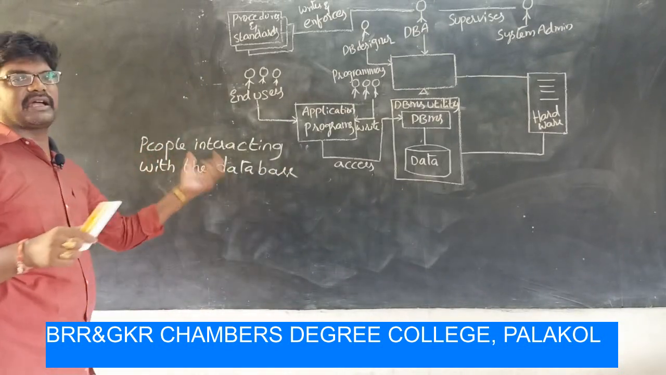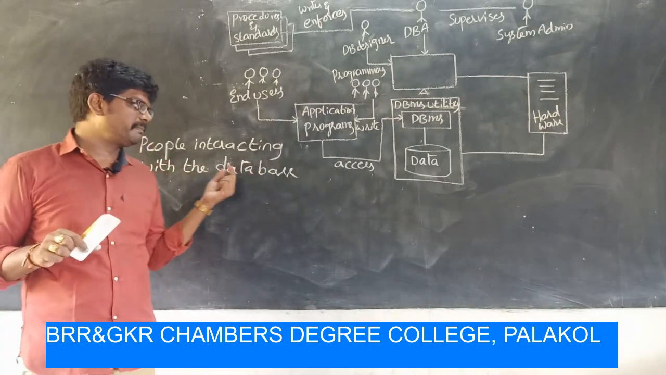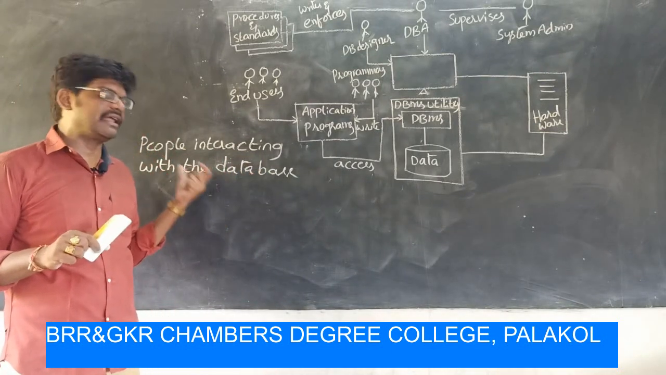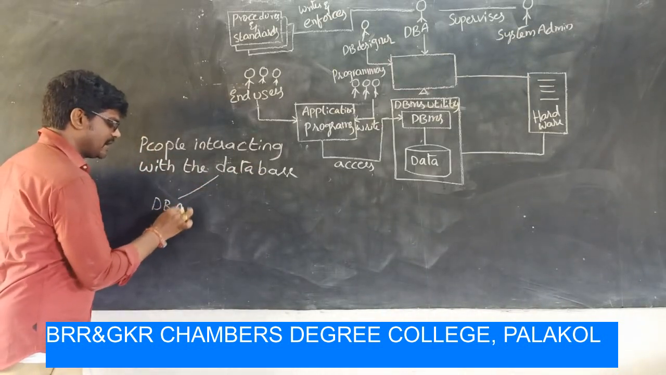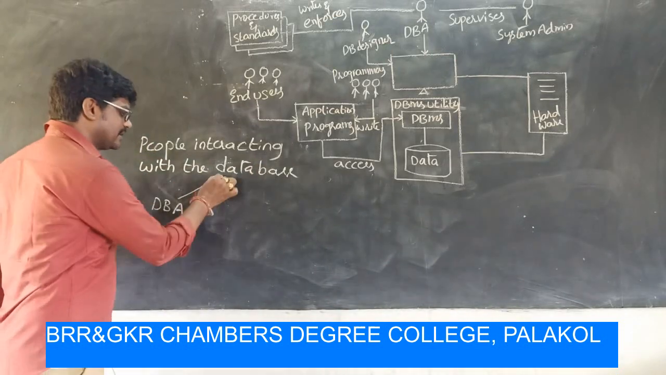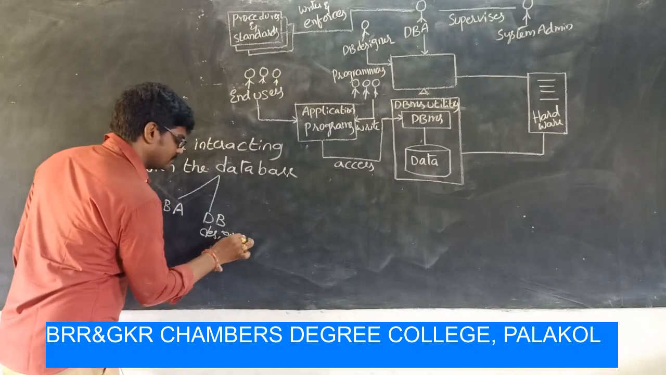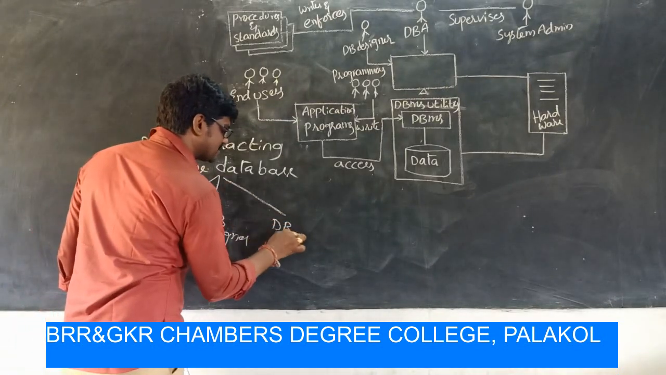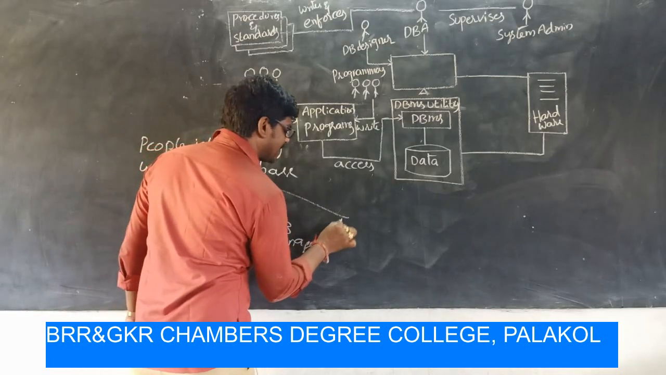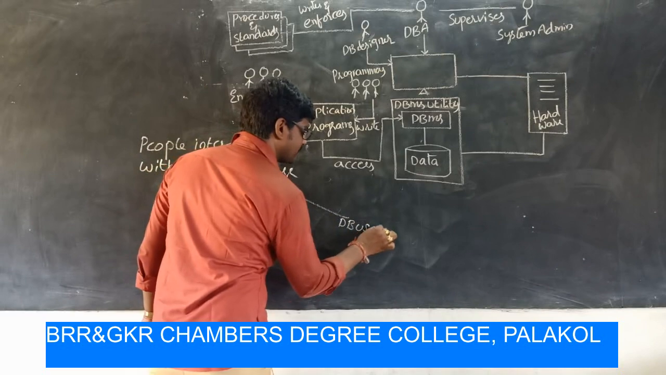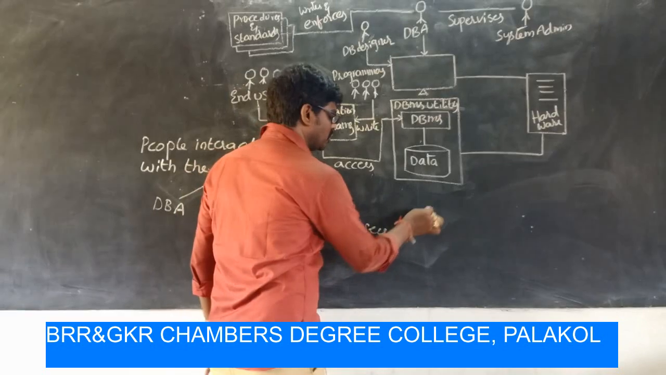Okay, people interacting with the database. There are basically 4 different types of persons involved in the database system environment. One is the DBA, that is database administrator, database designer, database manager, and database users. Again, the database users can be classified into 2 types.